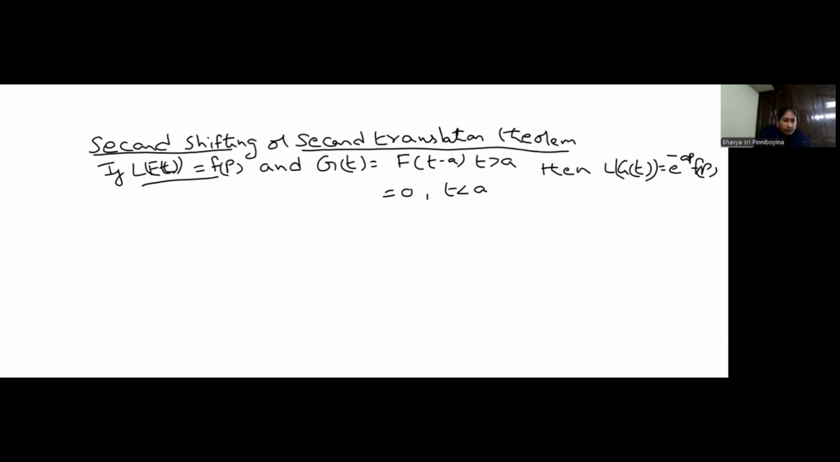The definition for the Laplace transformation is integral 0 to infinity e power minus pt into f of t dt. Here, in place of f of t, we have g of t. So Laplace of g of t equals integral 0 to infinity e power minus pt into g of t dt.